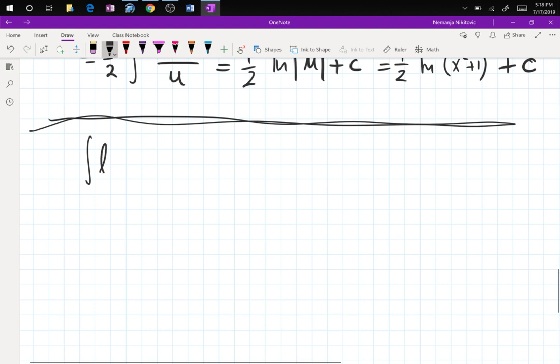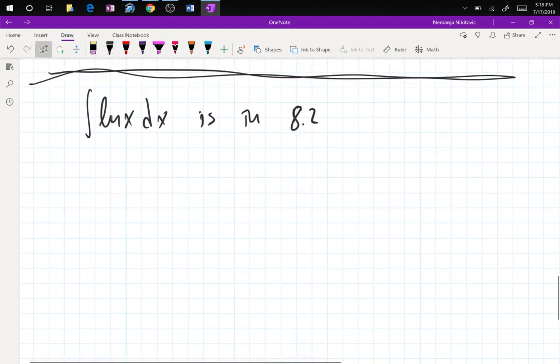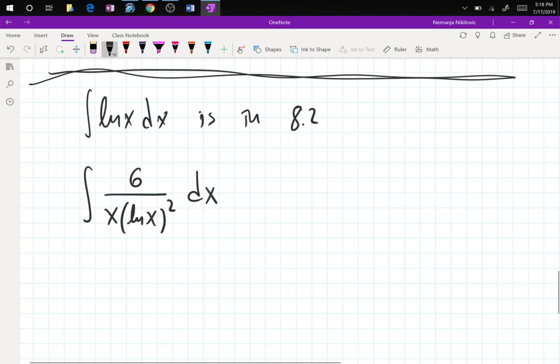So we said that the integral of ln x dx is in 8.2, so we don't mess with that one. We have to learn a technique, a method to compute this integral, so we don't do this one. But then we can say, how about 6 divided by x times ln x squared? Well, looks awful enough. By the way, this ln x squared you can also write as ln squared x.